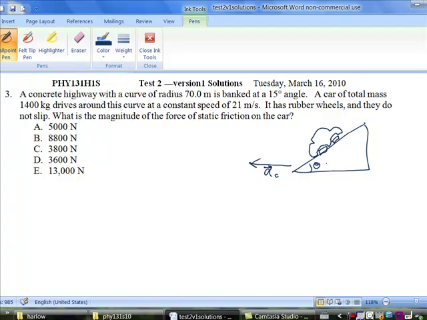There's this angle, I'm going to call theta, which is 15 degrees. The total mass of the car, m, equals 1400 kg. It drives around this curve at a constant speed of v equals 21 meters per second. It has rubber wheels and they do not slip. Okay, so the force of static friction is less than F sub s max, I guess. No slipping.